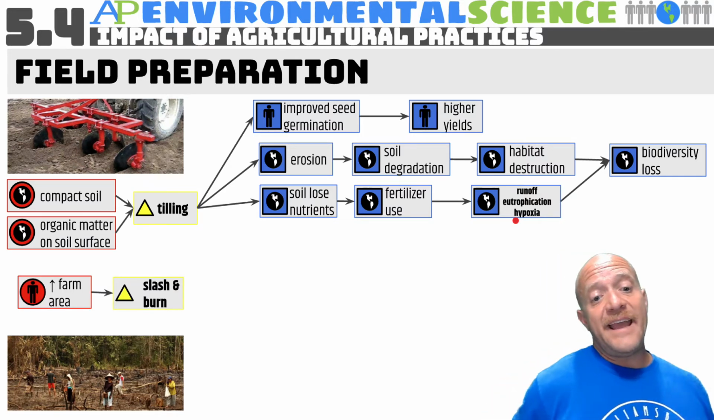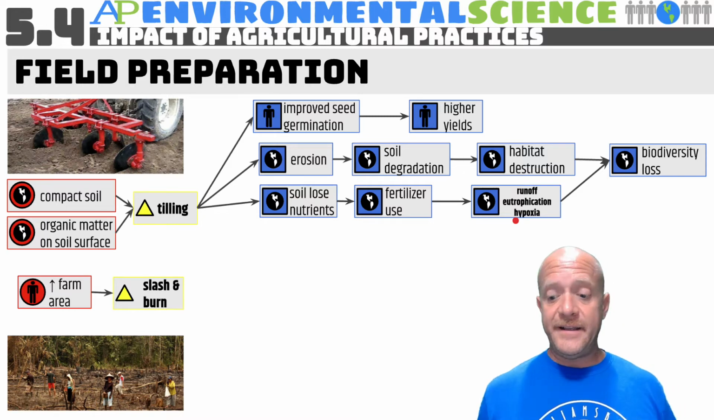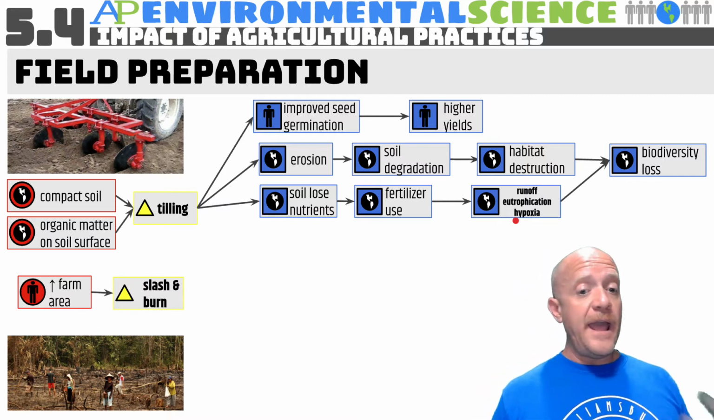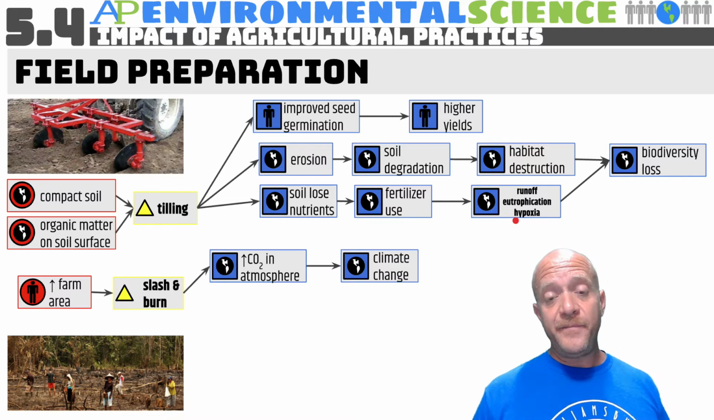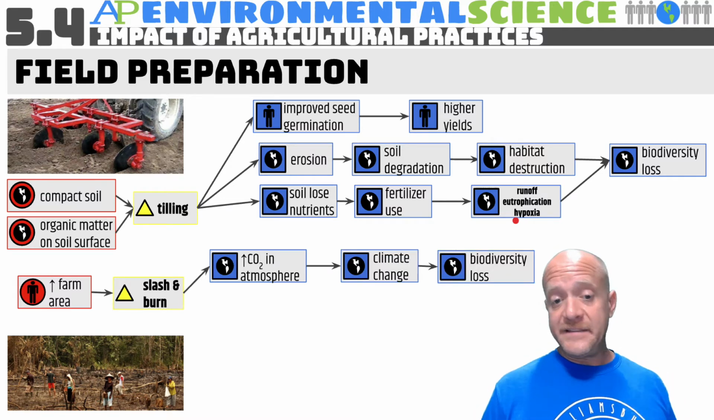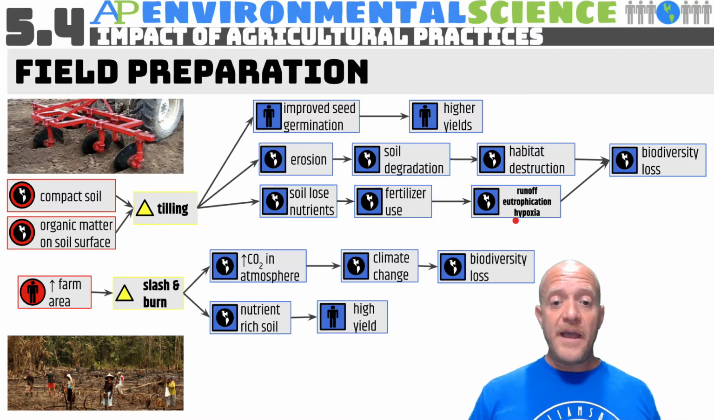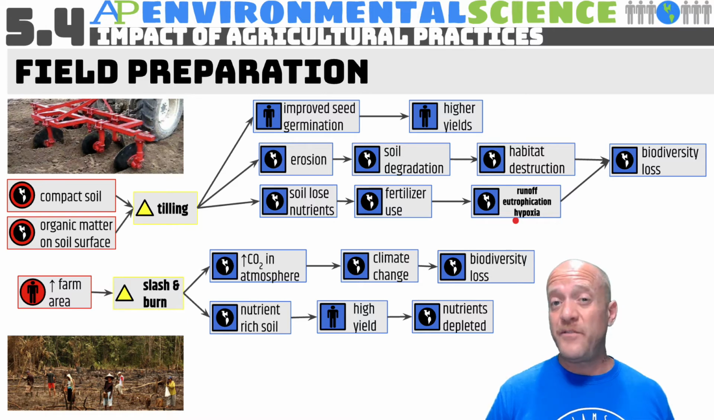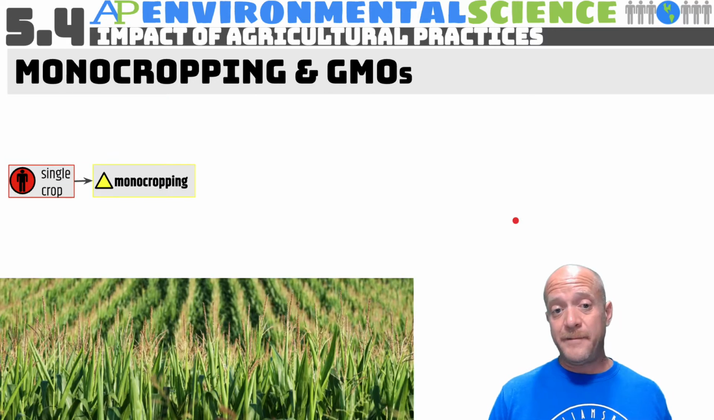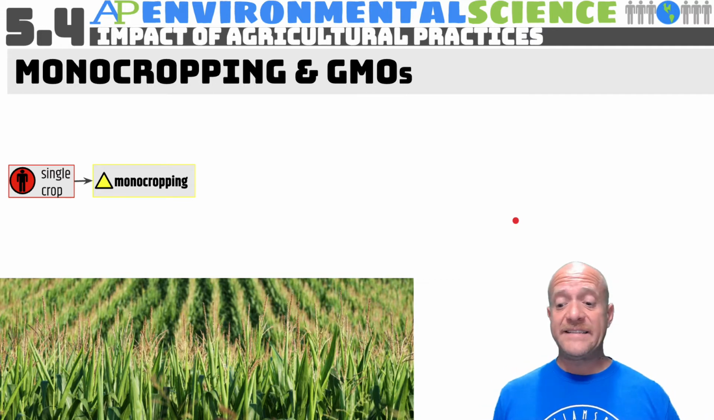Now, to increase the area of a farm, you can also prepare a field by using slash and burn techniques. Slash and burn is where you cut everything down and you burn what remains. This is going to increase the amount of carbon dioxide in the atmosphere, which can contribute to climate change and lead to biodiversity loss, but it will also provide you with nutrient-rich soil and a high yield. Eventually, the nutrients are only in the soil for maybe a season, maybe two growing seasons, and then they're depleted.